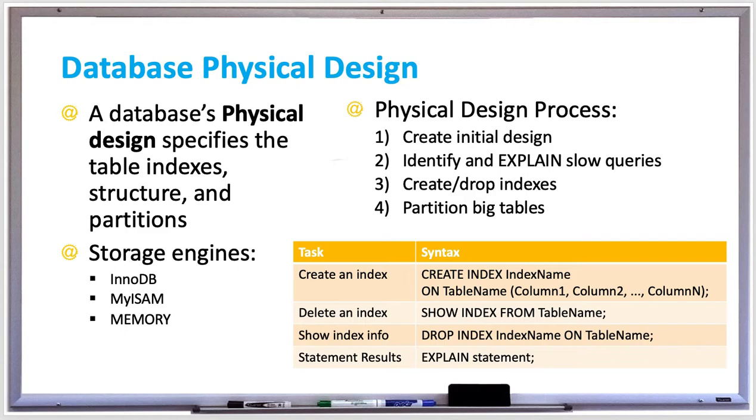So after looking at the explain results table, it might be a good idea to create an index when the rows value is high and the filtered value is low. Also, you should drop or delete indexes that are never being used. And then number 4, partition big tables. So if after creating indexes you're still getting slow queries, maybe you should just try a partition.